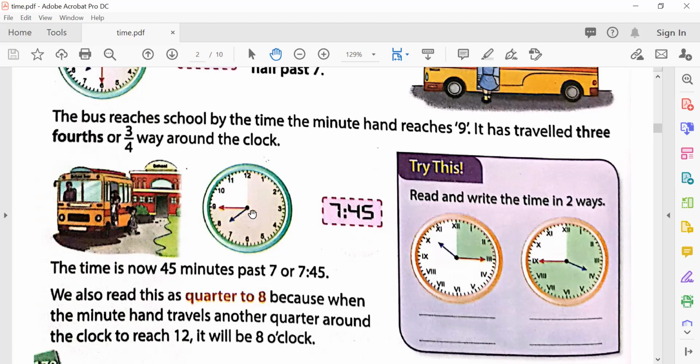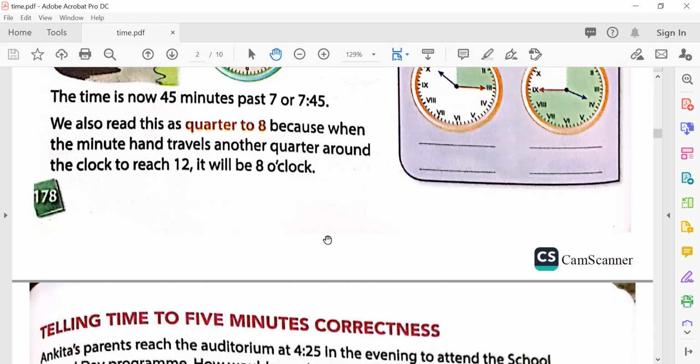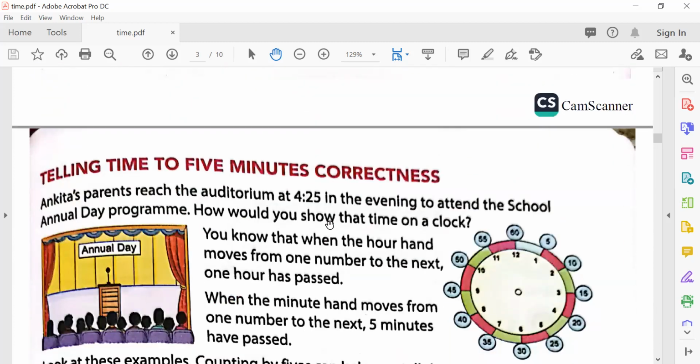This is the minute hand. This is not the hour hand. This one is the minute hand. This is the hour hand. The shorter one is the hour hand, and it's just near 8 o'clock. So it is going to be 8. It's quarter to 8, because when the minute hand travels another quarter around the clock to reach 12, it will be 8 o'clock. So have you understood it or not?